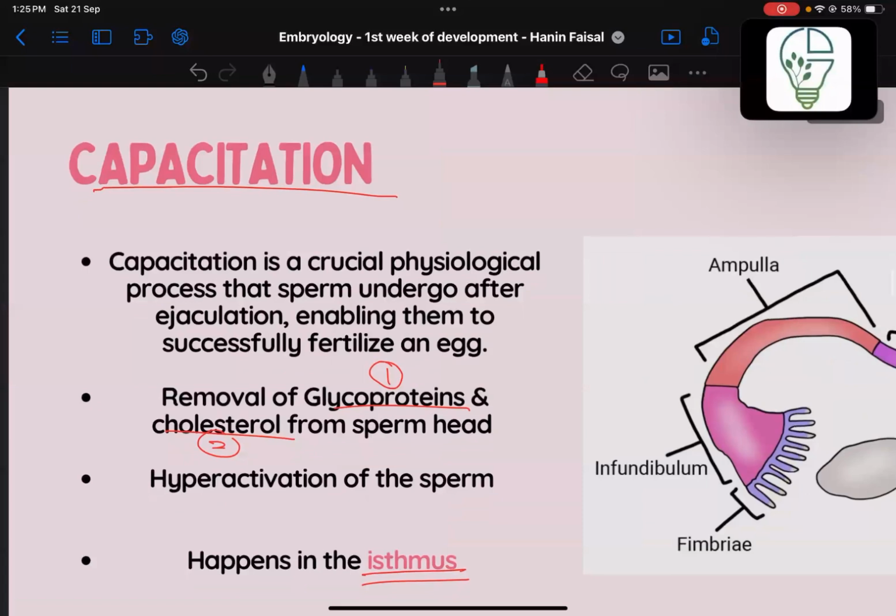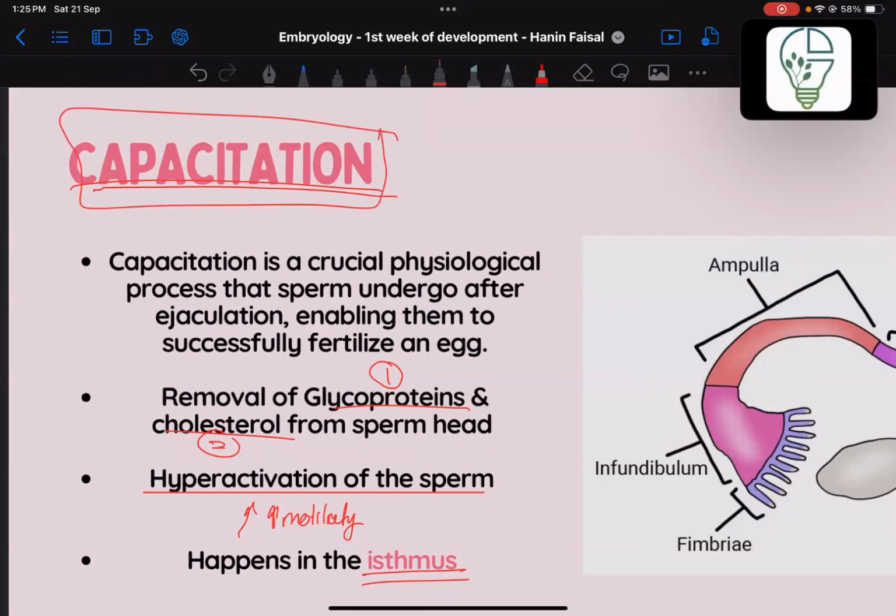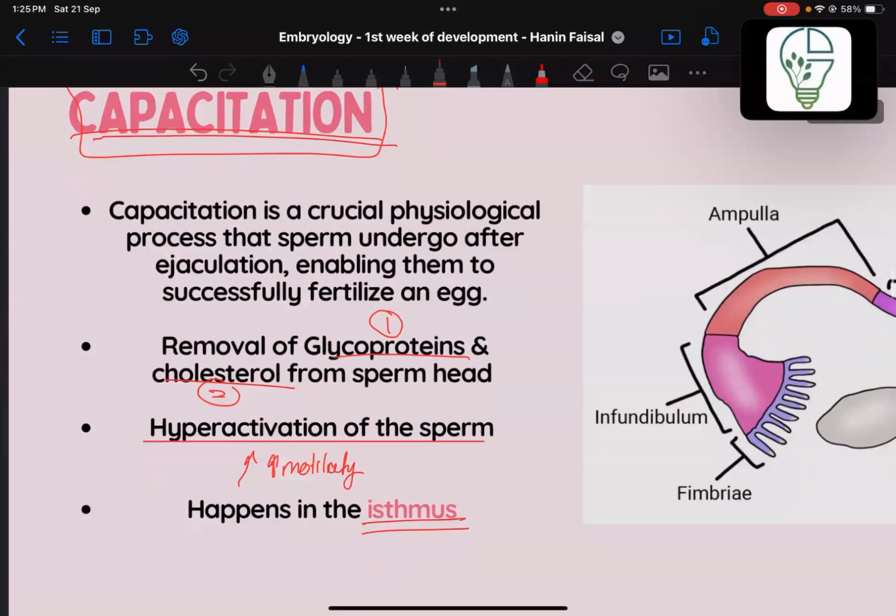And another function of capacitation is hyperactivation of the sperm. Hyperactivation means an increase in the motility of the sperm. And that makes sense, because the whole process of fertilization is when this sperm reaches the secondary oocyte. And how can it reach it? It has to swim to it. So that's why we have to increase its motility. And this happens by the process called capacitation. And another thing to help the sperm enter the secondary oocyte is the removal of the glycoproteins and the cholesterol found in the sperm head.